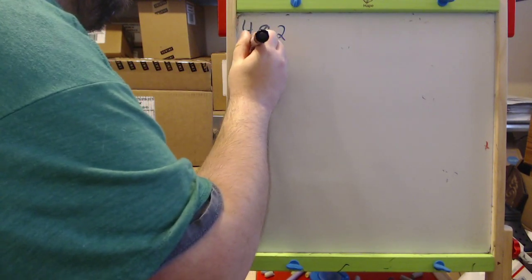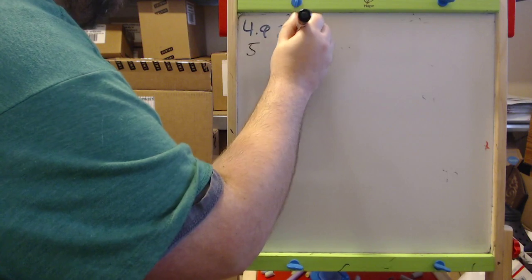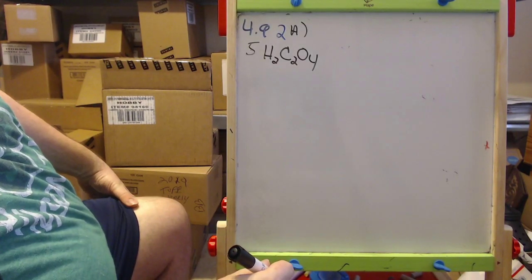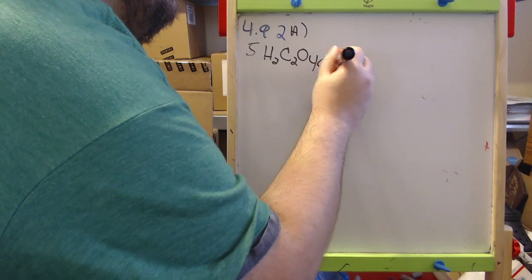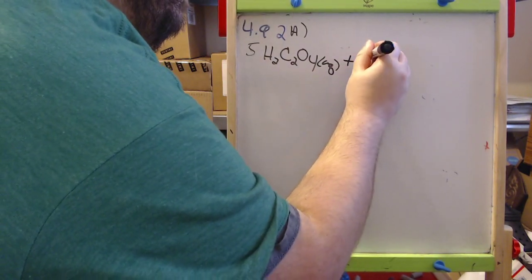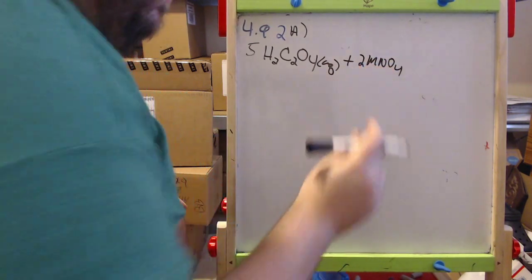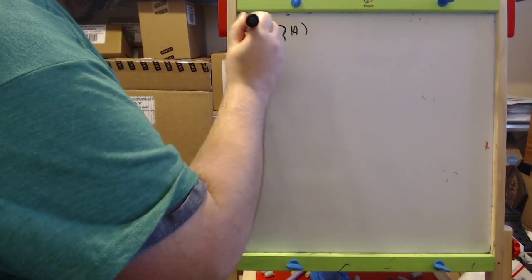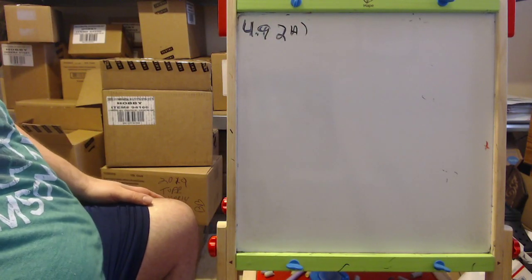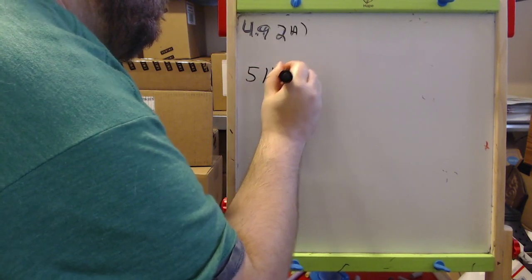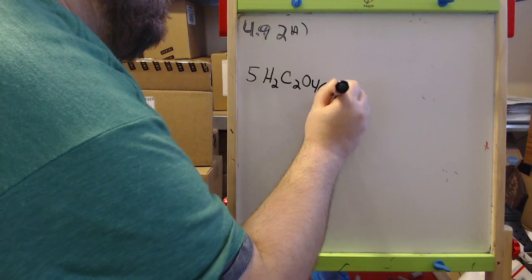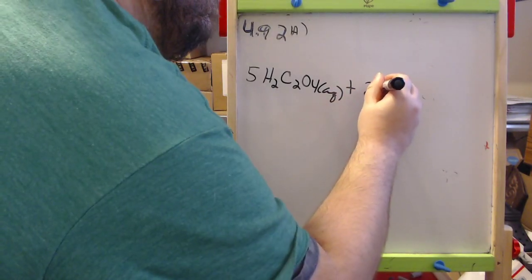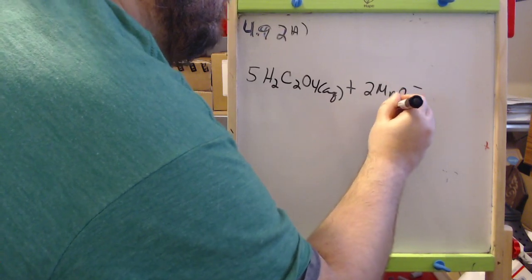All right, 4.92A. This is letter A. 5H2C2O4 aqueous plus 2MnO4 minus aqueous.